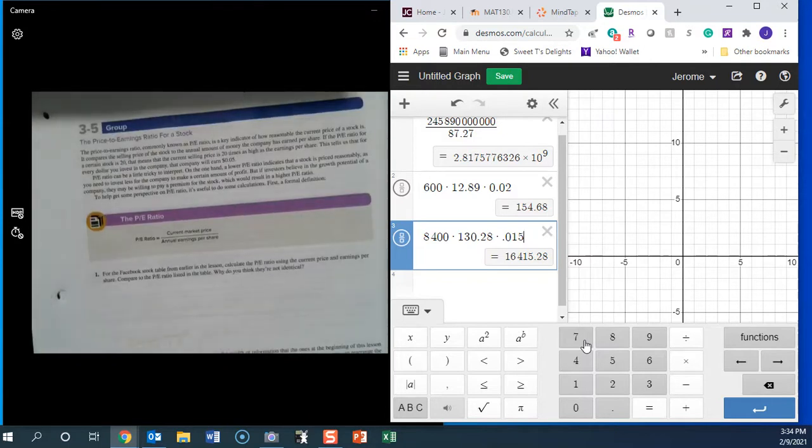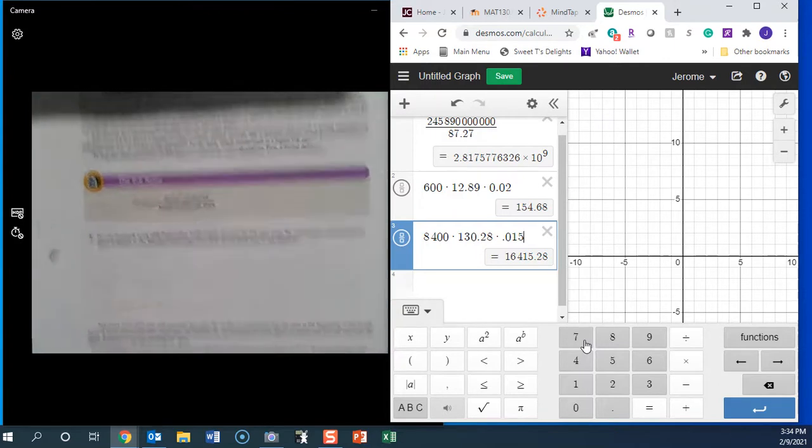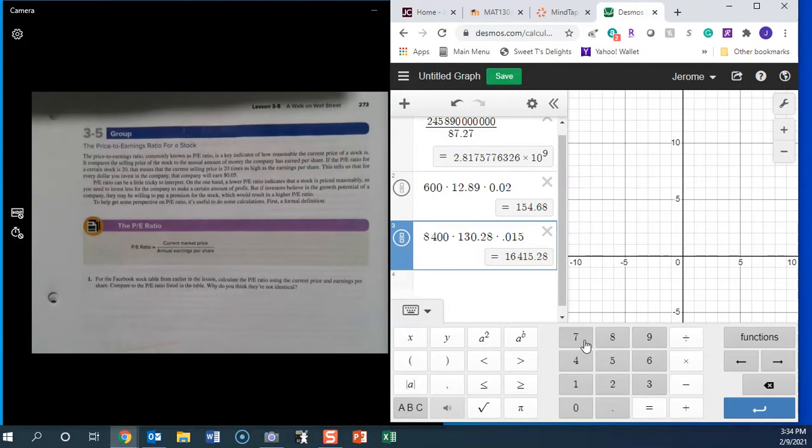All right. We move on over to this next page. And we're dealing with price over earnings ratio. The price to earnings ratio, commonly known as P/E ratio, is a key indicator of how reasonable the current price of a stock is. It compares the selling price of the stock to the annual amount of money the company has earned per share. If the price over earnings ratio for a certain stock is 20, that means that the current selling price is 20 times as high as the earnings per share. This tells us that for every dollar you invest in a company, that company will earn a nickel.